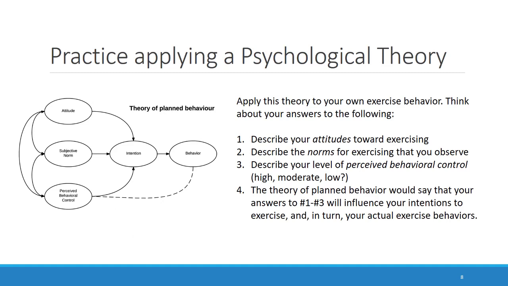I want you to apply this to your own exercise behavior. You can think about your answers to the following. If it helps, you can write them down, otherwise just think about them. Number 1, describe your attitudes toward exercising. Number 2, describe the norms for exercising that you observe. In your social group, do other people exercise a lot? In your family? Number 3, describe your level of perceived behavioral control. How much control do you think you have over your ability to exercise right now?